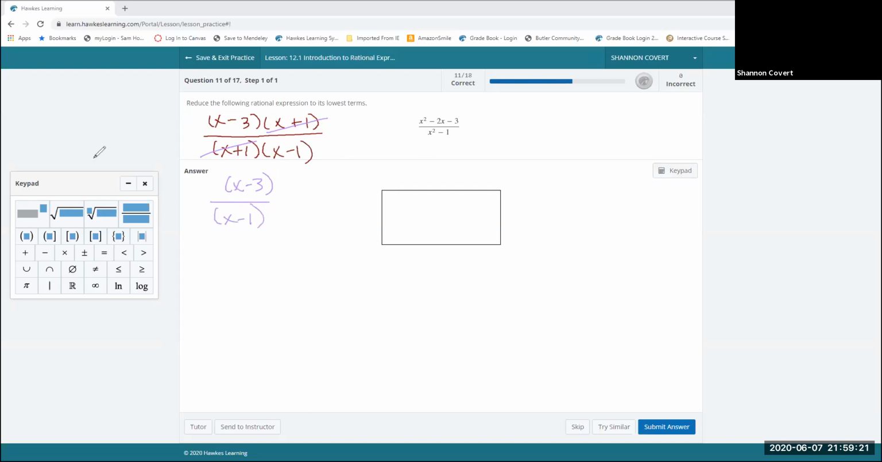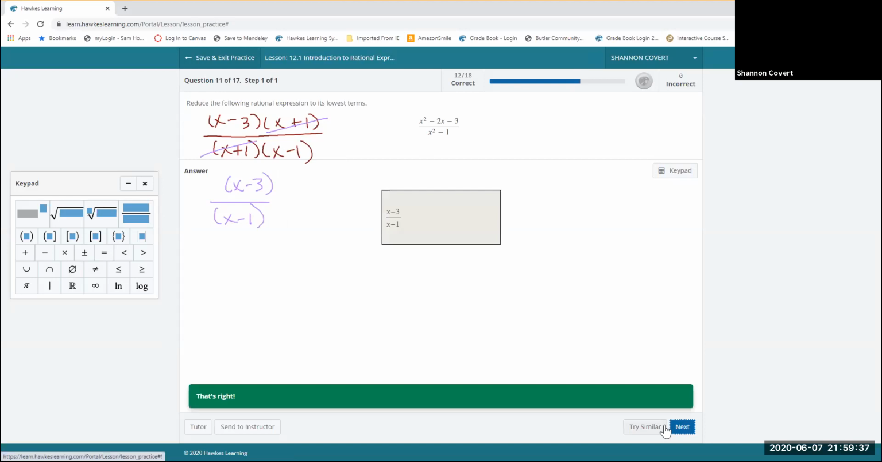Notice when I type it in, I don't use the parentheses. It's a habit when I pull it out of the factored form for me to do that, but it's not necessary when you type your answer in. Hopefully this is clicking for you.